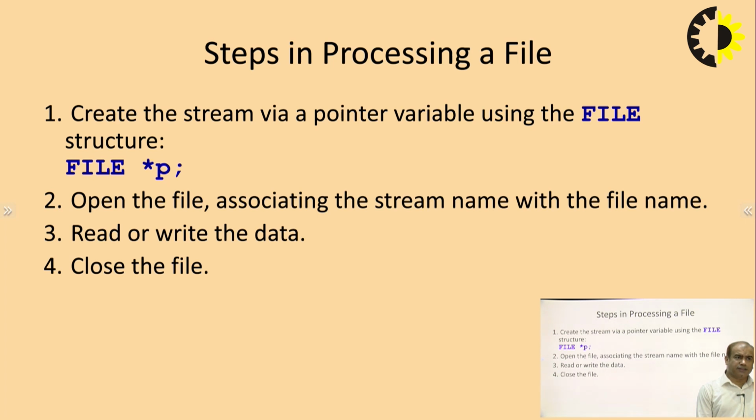These are the 4 steps for file processing in C. First of all, we have to create a stream via a pointer variable using the FILE structure, that is FILE *p. FILE is basically a predefined word to define the structure, and the pointer defines that file type. Second, we open the file, associating the stream name with the file name. Third, read or write the data from the file. Once we do all kinds of jobs, then we have to close the file.